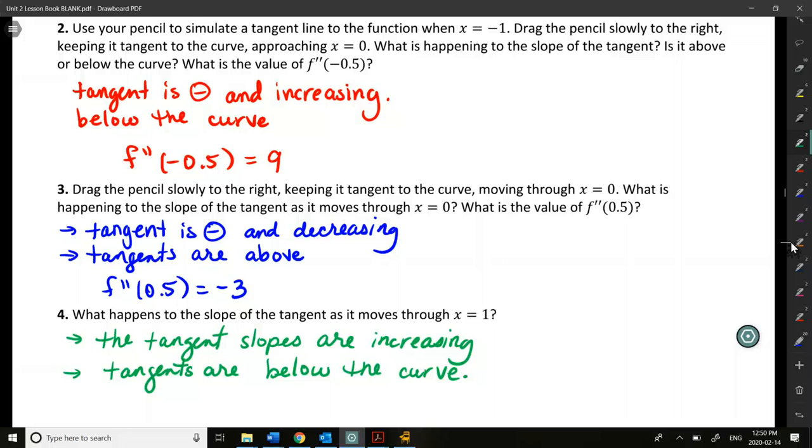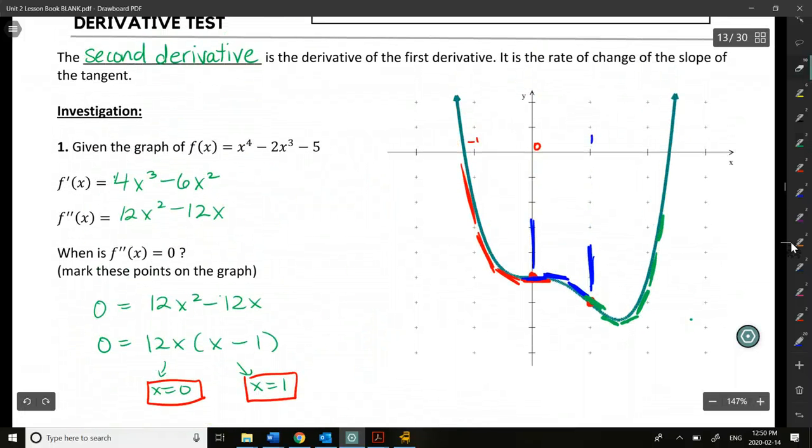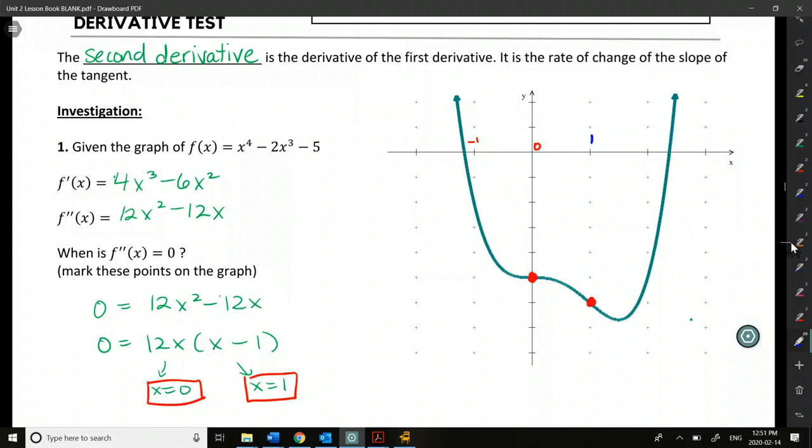So why are the points where the second derivative equals 0 important? What do you guys notice about the change in the function? I'm just going to erase these tangent lines here, just so we can see the function a little better. What do you guys notice about the change in the function at these points? Anyone see anything, Anise? So we call this a point of inflection. What does that mean?